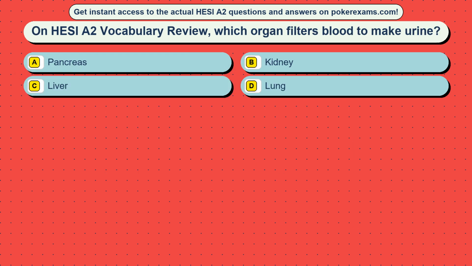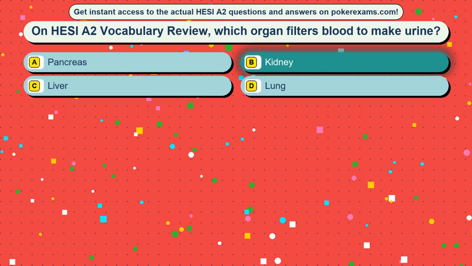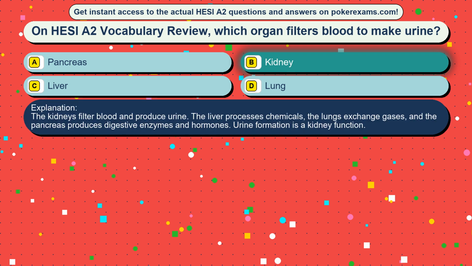Question 44. On HESI A2 vocabulary review, which organ filters blood to make urine? Option A, pancreas. Option B, kidney. Option C, liver. Option D, lung. The correct answer is option B, kidney. The kidneys filter blood and produce urine. The liver processes chemicals, the lungs exchange gases, and the pancreas produces digestive enzymes and hormones. Urine formation is a kidney function.